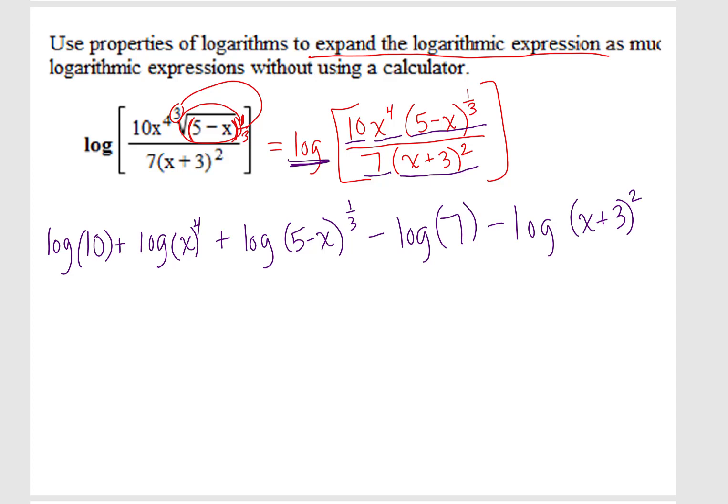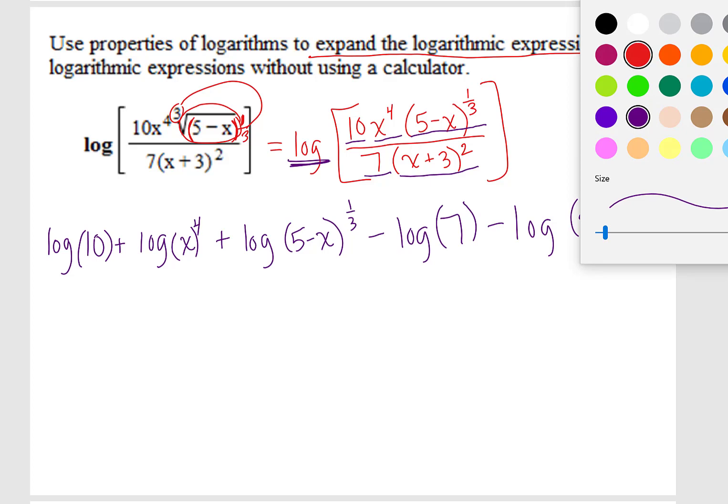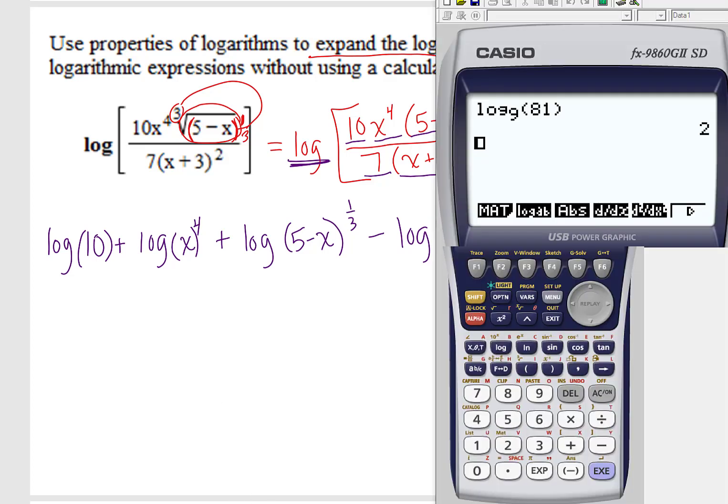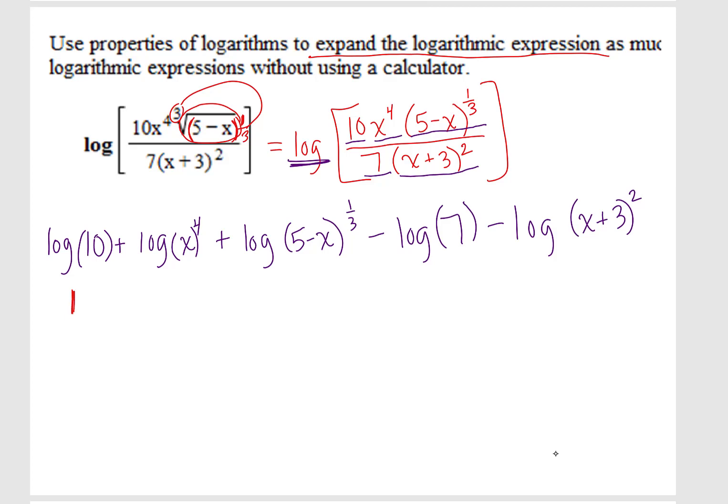Whew, okay. Now let's see what kind of simplifying we can do with those. Well, common log of 10, I could do the math of that by hand, but I also could just say, let's see if we get an integer when I punch that in. Common log of 10, yes, I do. It's equivalent to 1. And that makes sense, right? Because there's a 10 right here in a common log. So 10 raised to the 1st power would give me 10.